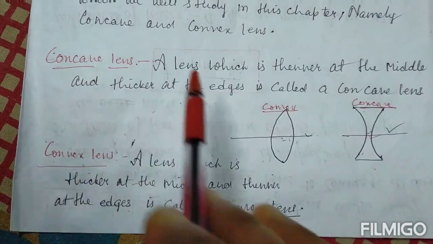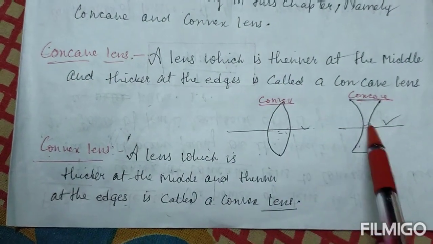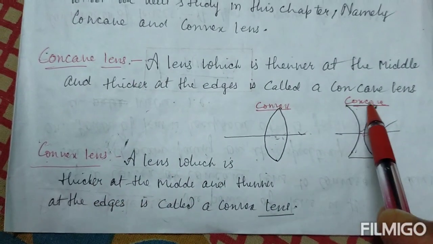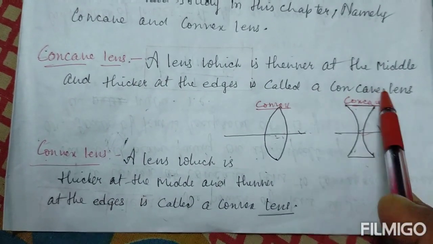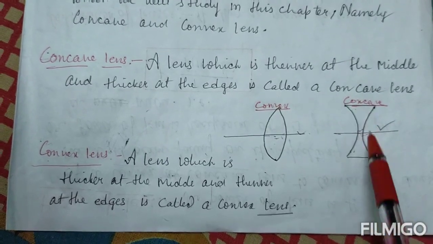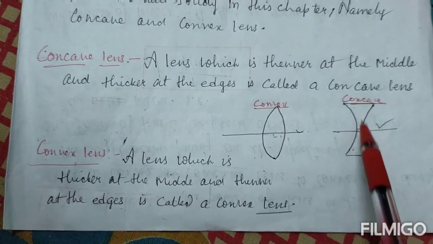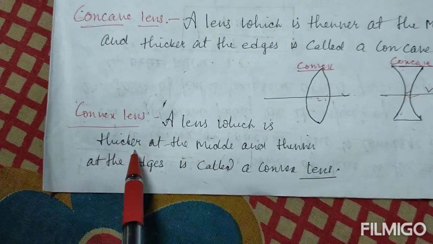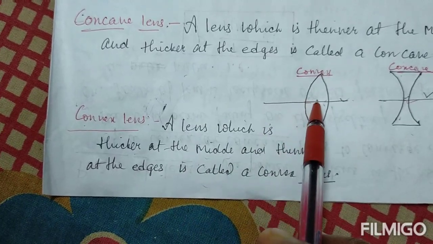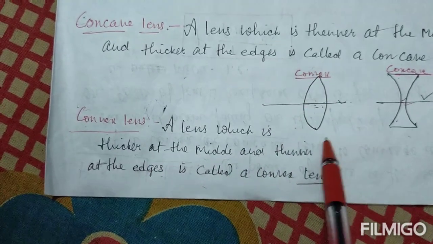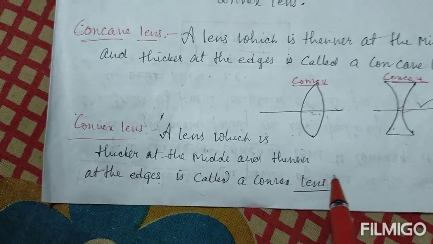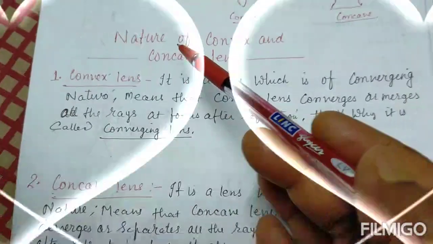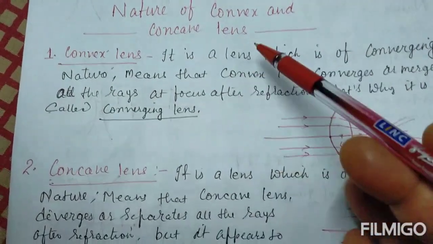What is a concave lens? A lens which is thinner at the middle and thicker at the edges is called a concave lens, like that. Convex lens: a lens which is thicker at the middle and thinner at the edges, like that. This lens is called a convex lens.